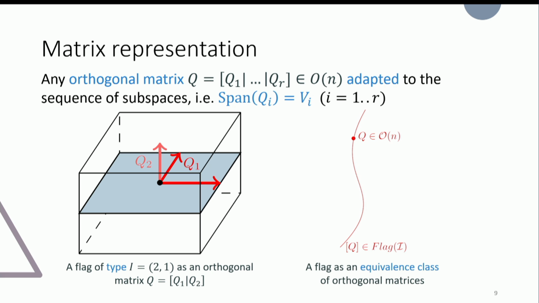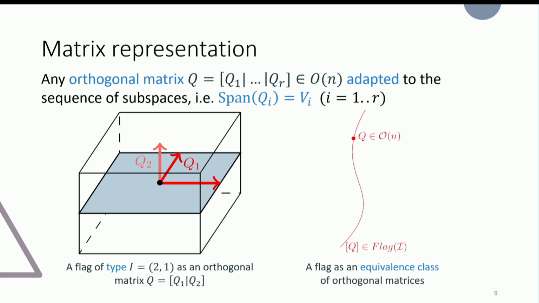Now, what is nice is that you can represent a flag as an orthogonal matrix. Indeed, you can concatenate some rectangular matrices, Qi, which are themselves orthonormal bases for each subspace in the flag. And since all the subspaces are mutually orthogonal, now we are working in the mutually orthogonal representation, this yields, when you concatenate all, an orthogonal matrix.